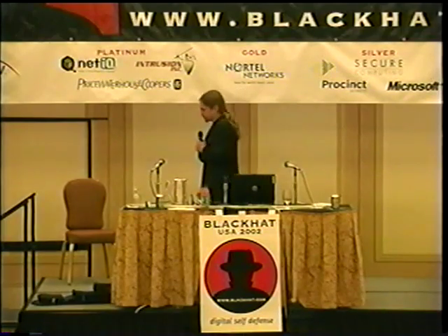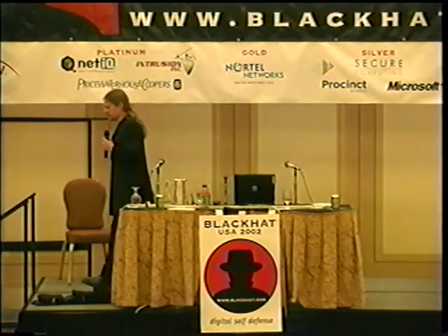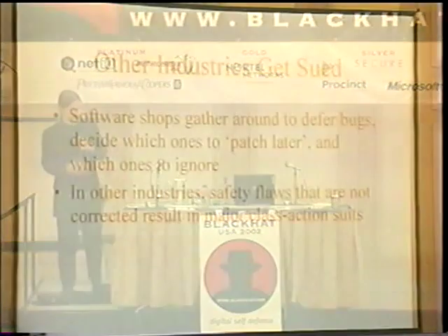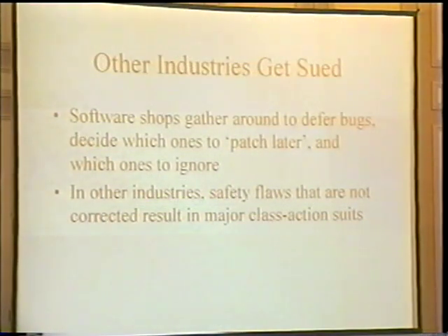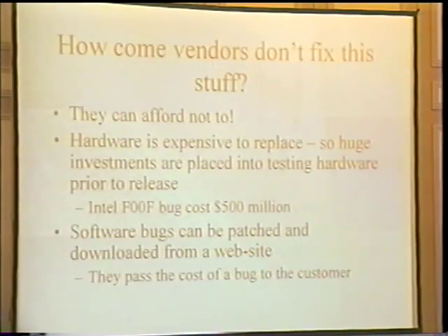In a typical software shop, people gather around and they have their bug list in front of them and they say, we're going to defer this, we'll defer that, we'll patch this in the next release, we're going to completely ignore that, though that one's important enough that we need to fix it because we have a big customer who knows it's there. All right, that happens all the time in a software shop. In other industries, if you have a safety critical bug in one of your things that you're selling and it gets out that you knew about it and you let it go out, they can get sued. Not in software. So there's no incentive from that angle. They can afford not to fix their bugs.